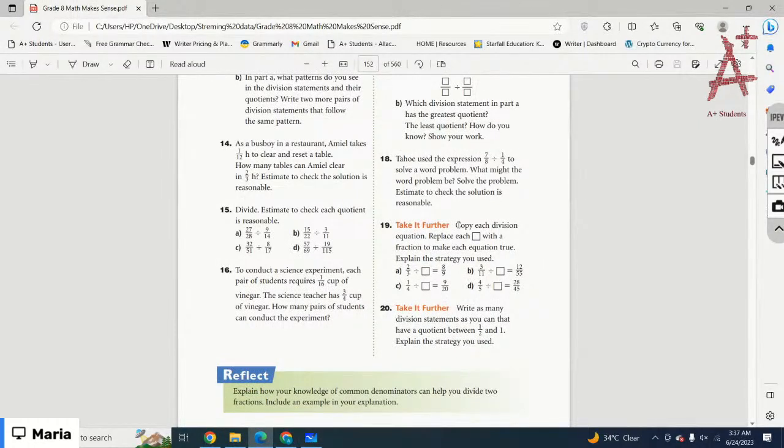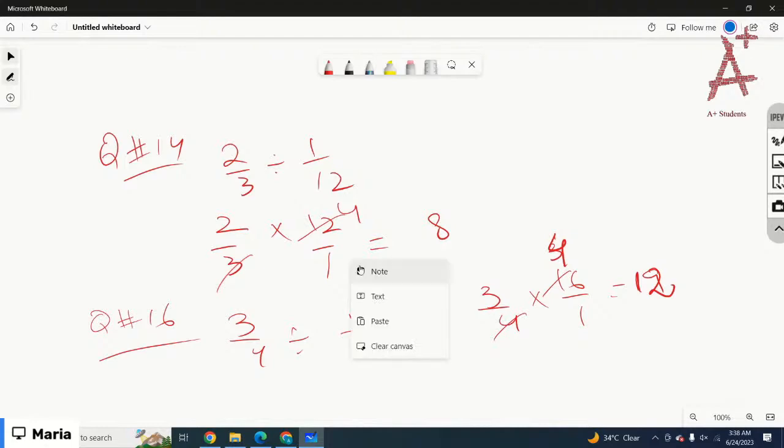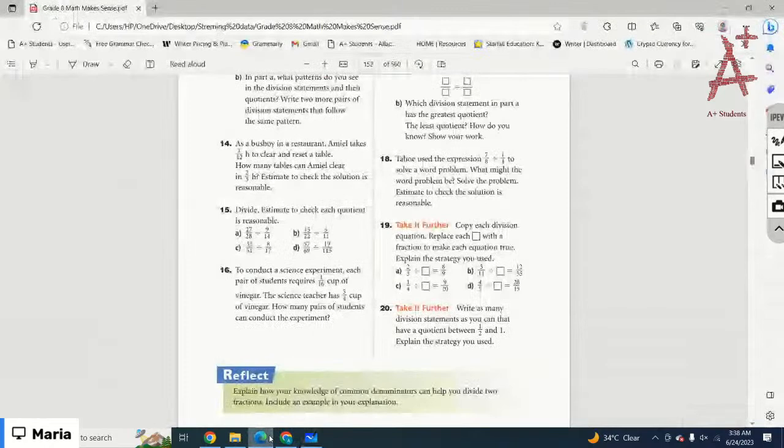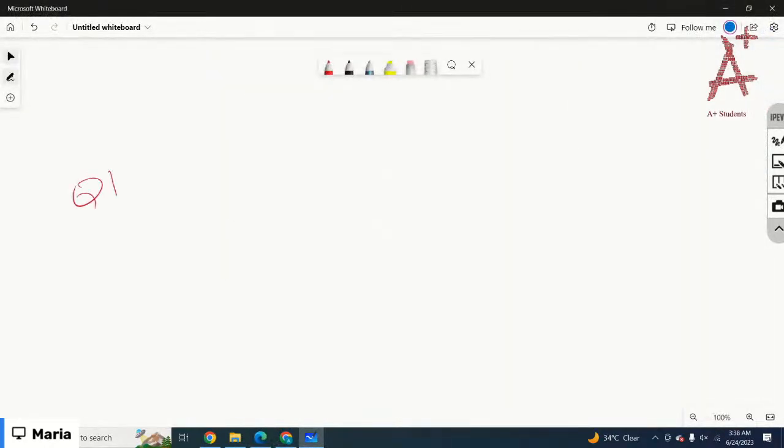It can be any. For example, you can write: Tohai has 7 by 8 of a bag of potatoes. He wants to share with friends. Every friend can get 1 over 4th part of the potatoes. So how many servings are there? Got it? So you have to estimate the answer also. That would be 7 over 8 divided by 1 over 4. Got it? Question number 18 it is.